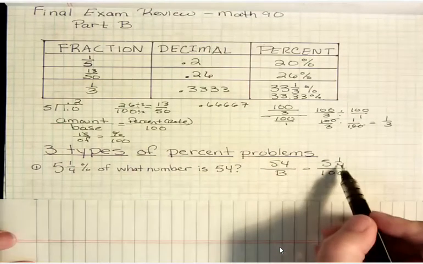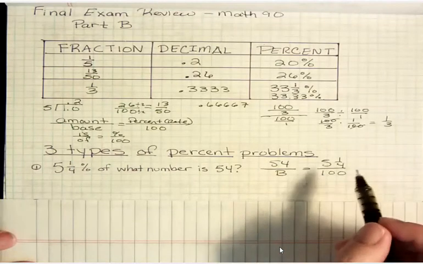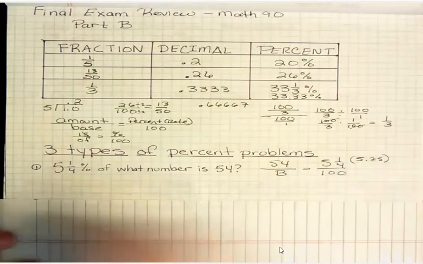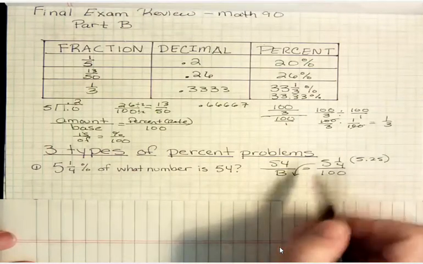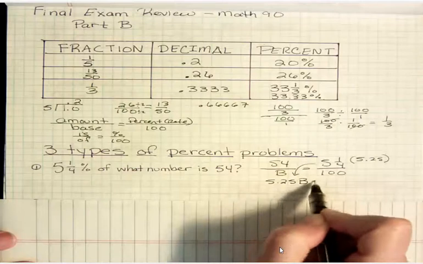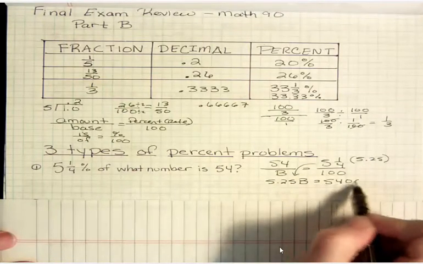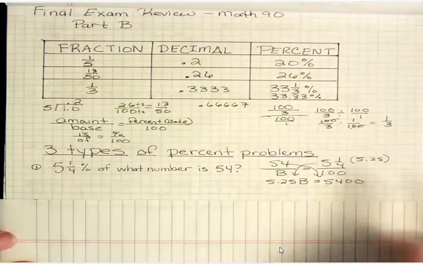1/4 is exactly 0.25, so it would be easy just to make that 5.25. Might be easier to work with that. However, if you had something like 5 1/3 and it's not exact, then you don't want to change that, right? So anyway, if I cross multiply, I get 5.25 times b, I'm using the decimal equivalent there, equals 5,400. And that's just cross multiplying both ways, the means and the extremes.